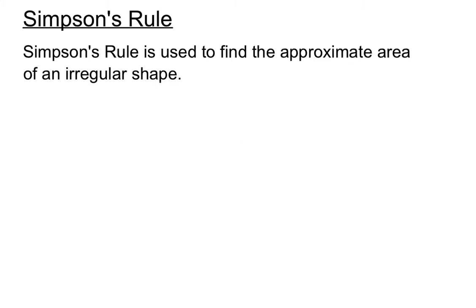Hello, welcome back. This is another measurement video. This time we're looking at Simpson's rule. Simpson's rule is used to find the approximate area of an irregular shape. When we say an irregular shape, we mean one that's got lots of little squiggles everywhere, one that's not a traditional shape like a rectangle or a triangle or anything like that. And we use this rule to find an approximate area.